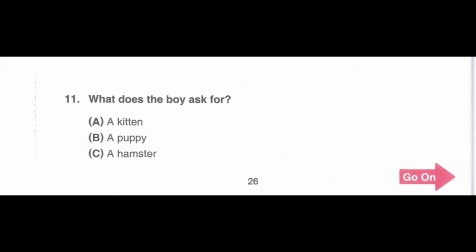Mom, can I have a puppy? Taking care of a pet is a big responsibility. I don't think you are ready to take care of a pet. I am. I will feed it and walk it in the park. I will also train it so it doesn't make a mess around the house. I don't know. I will speak with your father first. What does the boy ask for? A. A kitten. B. A puppy. C. A hamster.